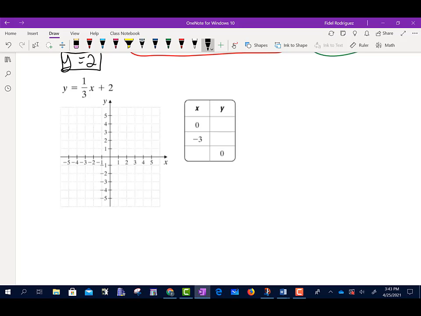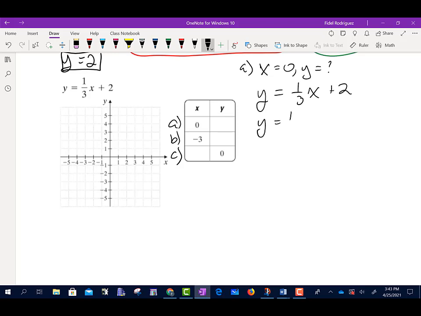All right, so again, one more time. This is my A, my B, and my C, right? Okay, so let's do this in pieces. So for part A, we know that x is 0. We don't know what y is. So our equation is 1/3 x plus 2. And we're going to plug in the number 0 for x. So 1/3 times 0 is still 0. And 0 plus 2, well, that's just going to stay at 2, right?